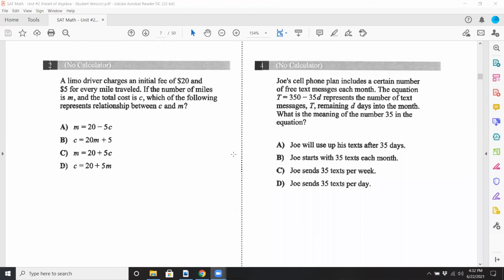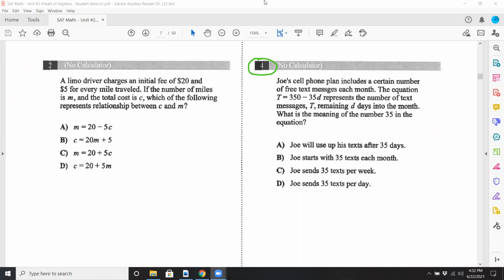Let's look at 4. 4 is where it gets a little bit more abstract. Bill's cell phone plan includes a certain number of free text messages each month. Great, okay. No one does that anymore. It's unlimited now, but 15 years ago, you were limited with your text messages because data just wasn't as easy to transfer.